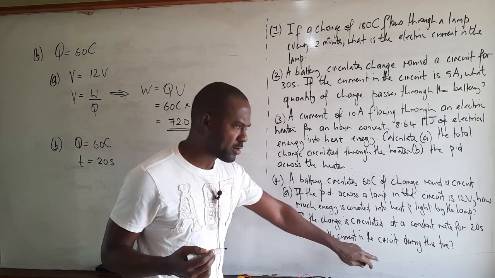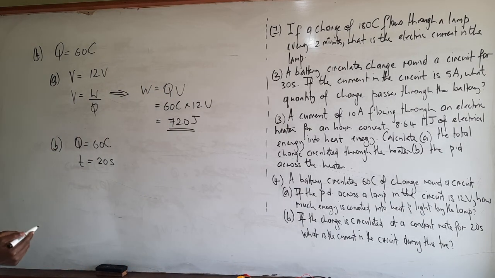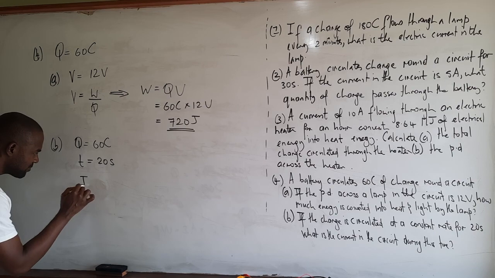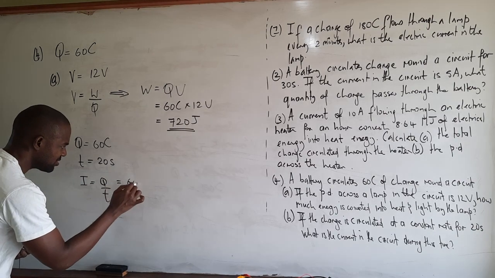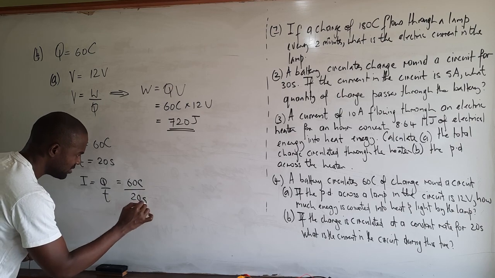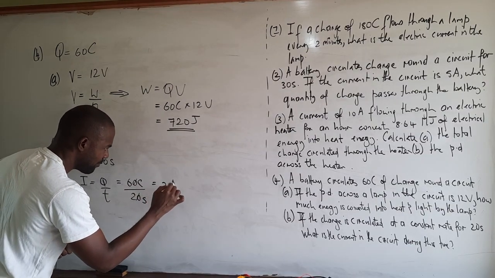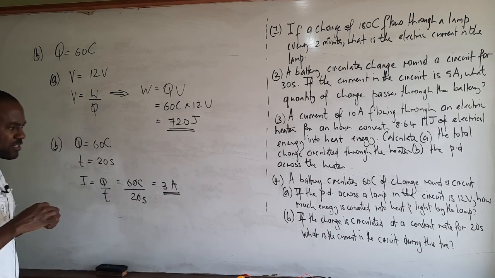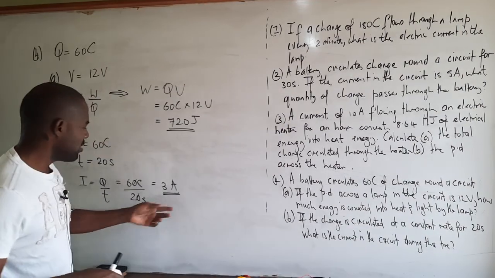And what we're asked to find now is the current in the circuit. So once again, we use the equation which relates current, charge, and time. That equation is I equals Q over T. So this gives us 60 coulombs divided by 20 seconds. Of course, this gives us 3 amperes. So the current which will flow in the circuit during this time is 3 amperes.